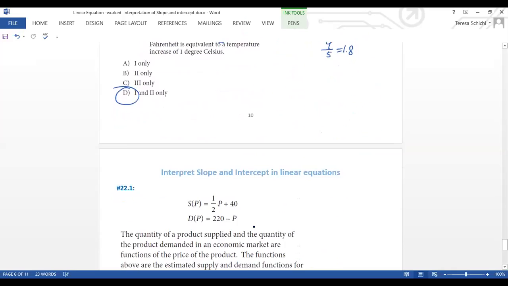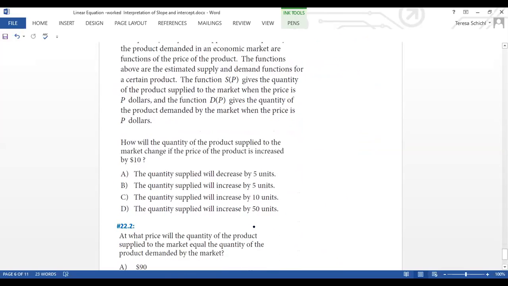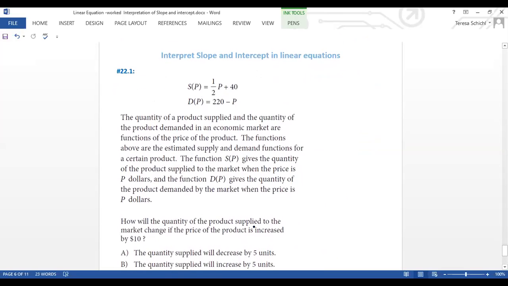Okay, now let's take a look at the other ones. I think this is our last problem, and it has 2 parts. This is a supply and demand function. The quantity of the product supplied and the quantity of the product demanded in an economic market are functions of the price. The functions above are estimated supply and demand functions for a certain product. The function S(P) gives the quantity supplied to the market when the price is P, and the function D(P) gives the quantity demanded by the market when the price is P.